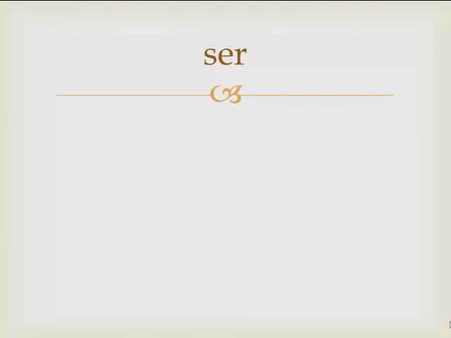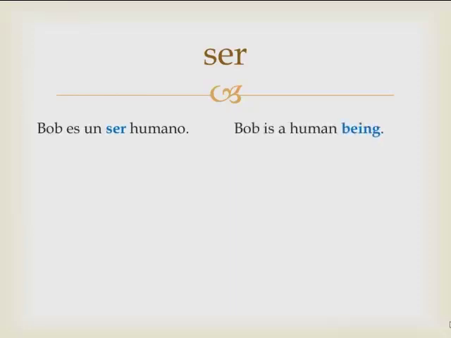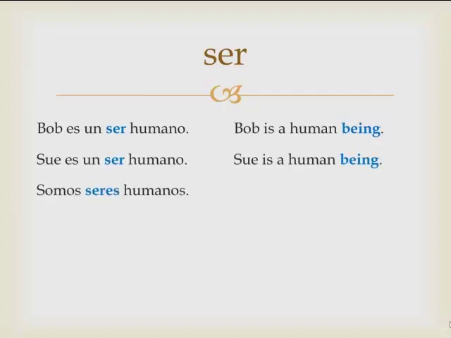So far in this lesson, we've looked at ser as being a verb, ser meaning to be. Ser can also be a noun, which is a being. For example, Bob es un ser humano. Bob is a human being. In this case, ser is the noun being. Su es un ser humano. Su is a human being. Somos seres humanos. We are human beings. I wanted to point that out to you in this lesson, that ser can be both a noun and a verb, and how to use both of them in a sentence.